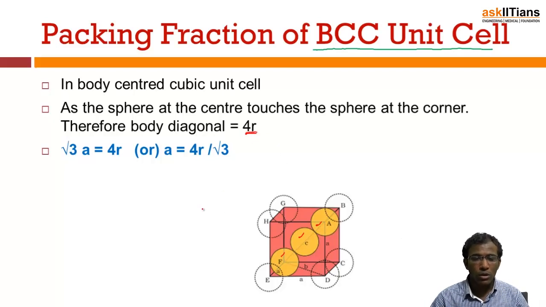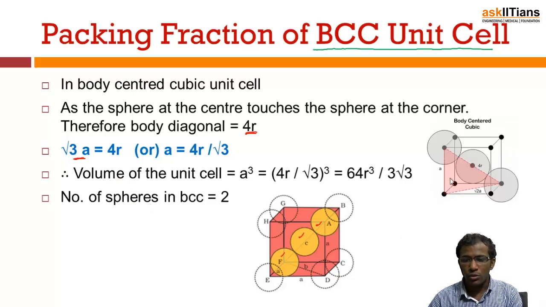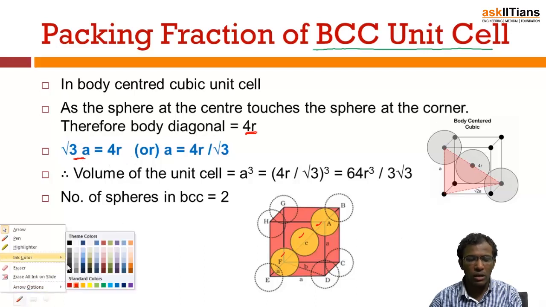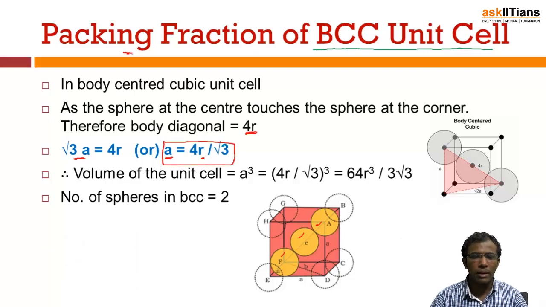So 4r is equal to root 3 a, this is the body diagonal length if you express it in edge length. Okay. Root 3 a is the body diagonal length that you can observe from here. So this is the body diagonal, this is the edge length a and this is root 2 a. So from Pythagoras theorem you can calculate this length, and that comes to root 3 a. So root 3 a is equal to 4r and a equals 4r by root 3. So this is the relation between the edge length a and the radius of the particle. Okay. So we can use this relationship in calculating the packing fraction.